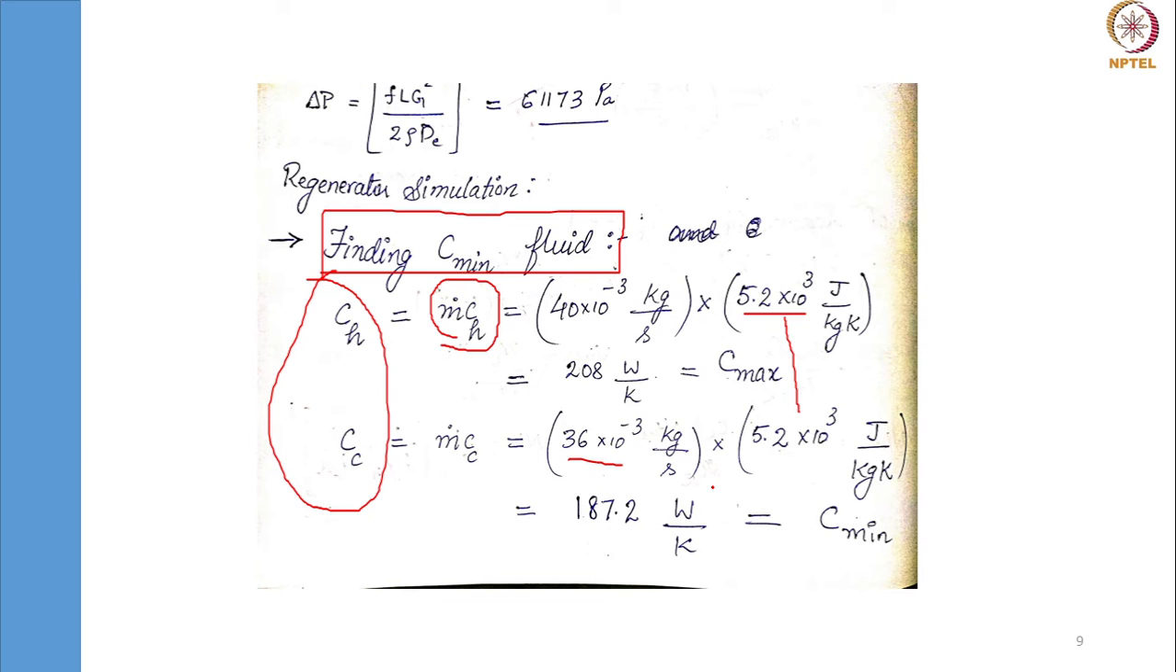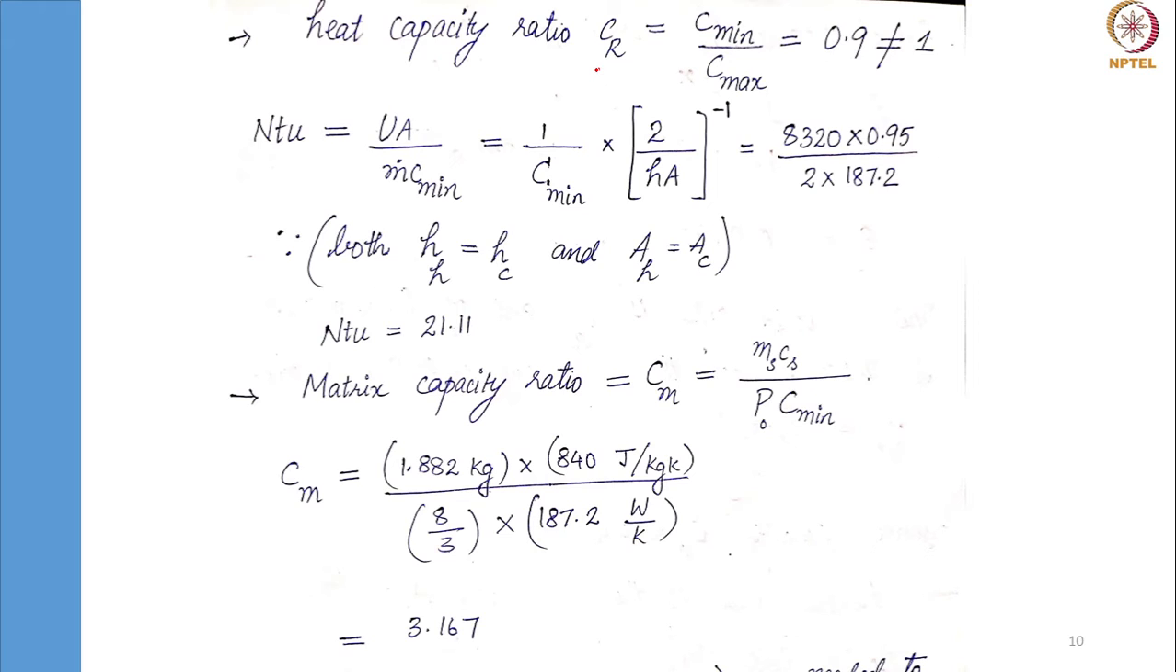After finding C min and C max, we find the heat capacity ratio, denoted as Cr, which is C min by C max, 0.9. I'll put this aside for a minute. I am also going to find the NTU of this regenerator, which is UA by m dot Cp min. Because hA hot equals hA cold, I have written it as hA by 2. I know all these values. I plug in these values to get an NTU of 21.1.